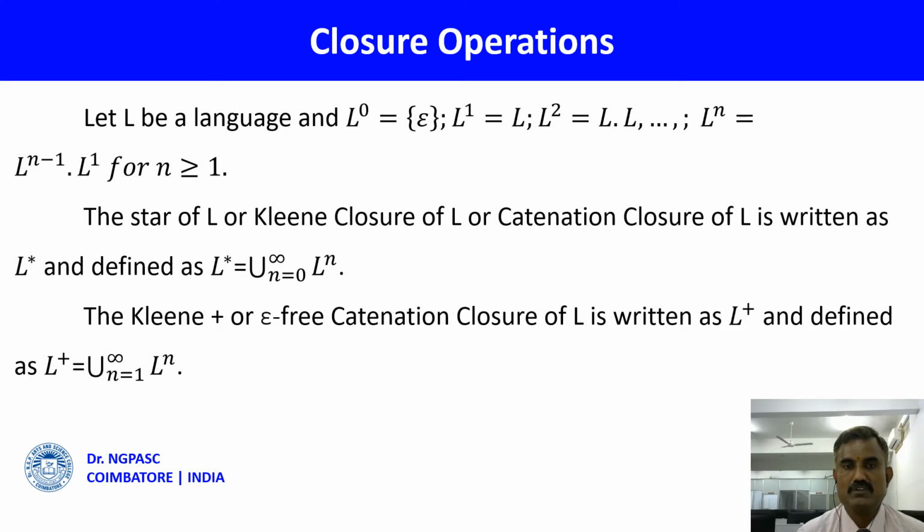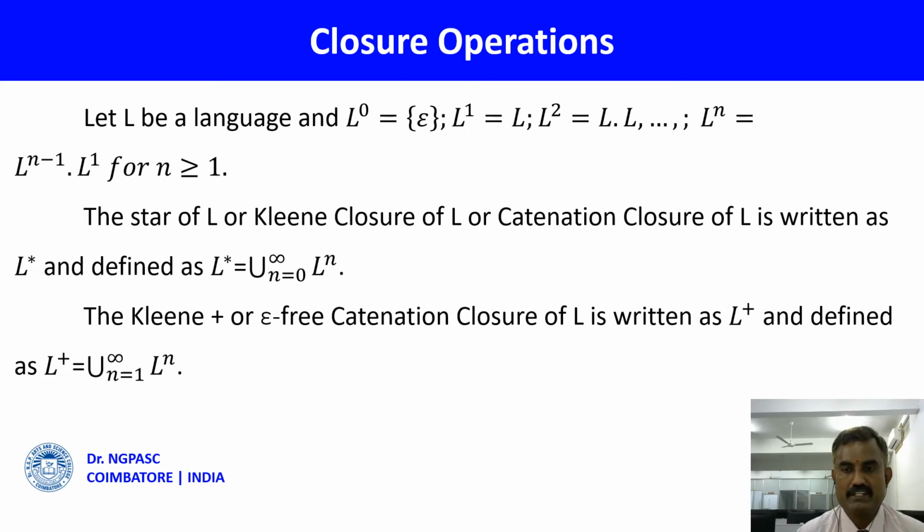Which is equal to L to the power 0 union L to the power 1 union L to the power n, etc. So the next one is Kleene plus. The Kleene plus, or epsilon-free catenation closure of L, is denoted by L plus, and is defined as L plus equal to the union over n equal to 1 to infinity of L to the power n. So here the language starts with the power index 1.